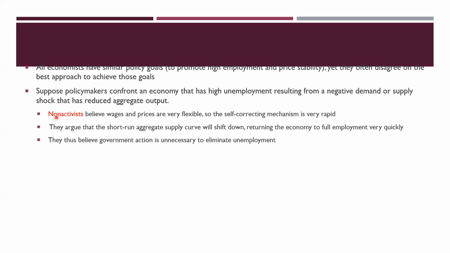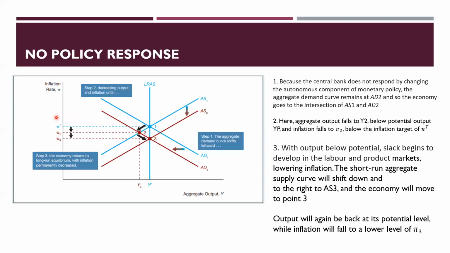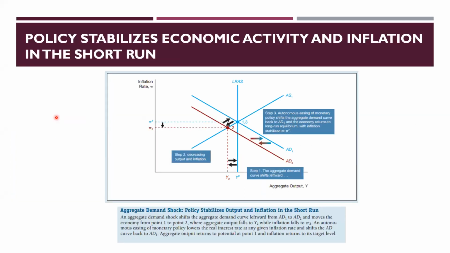They argue that the short-run aggregate supply curve will shift down, returning the economy to full employment very quickly, and thus they believe government action is unnecessary to eliminate unemployment. We've seen this in the diagram that was built for the no policy response. This is what happened following an aggregate demand shock.